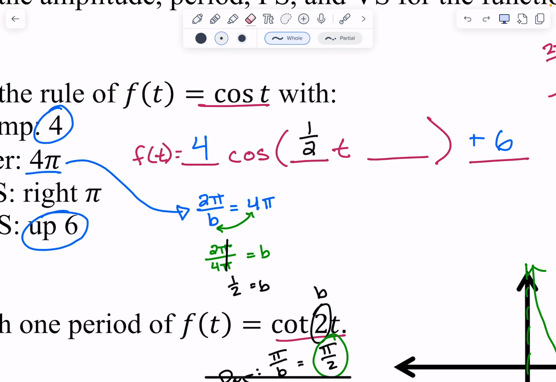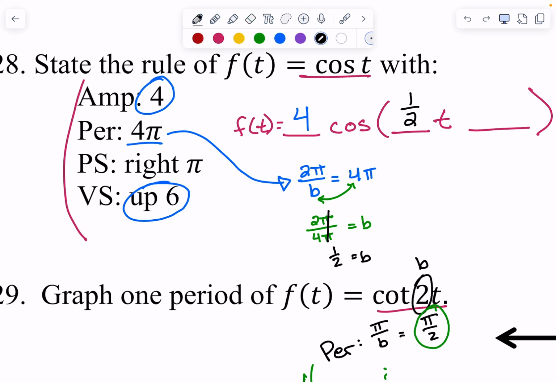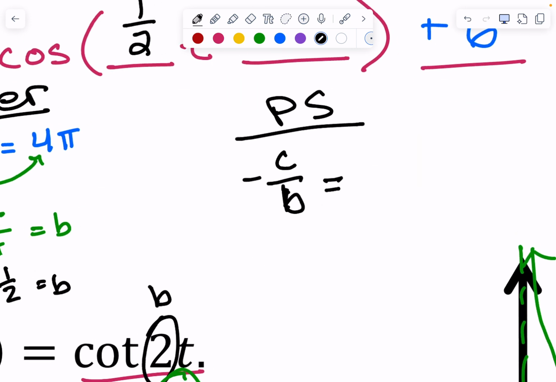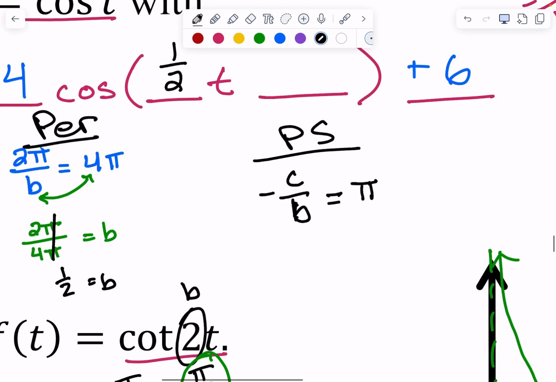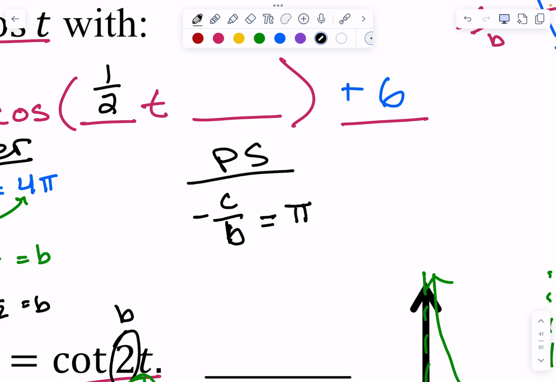All right, now this is the hardest one. How do you find what gives you the phase shift? Phase shift is negative C over B. That will give me the phase shift, and I know the phase shift is pi. They say to the right pi, so negative C over B is pi. But we know that B is 1/2, so how do I figure out what C is?